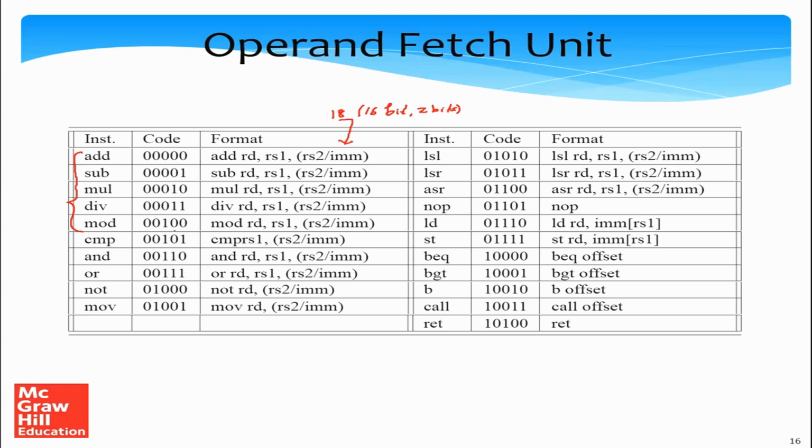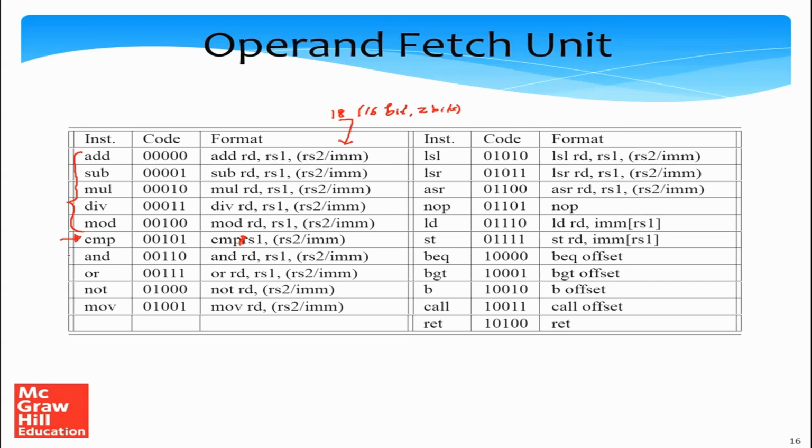Then we have the compare instruction. So there actually should be a space here, right? So it's compare space rs1 comma. So this is rs1, register source 1, and rs2/immediate is either a register source or an immediate, a constant value.